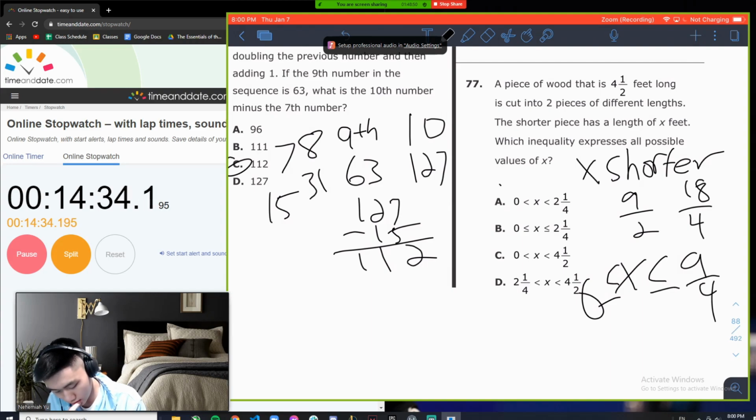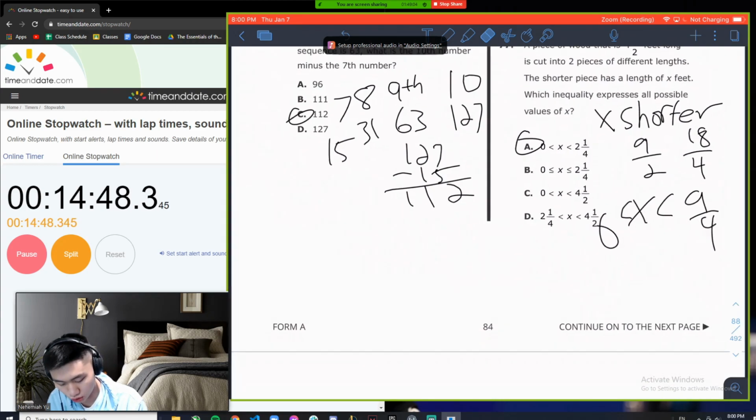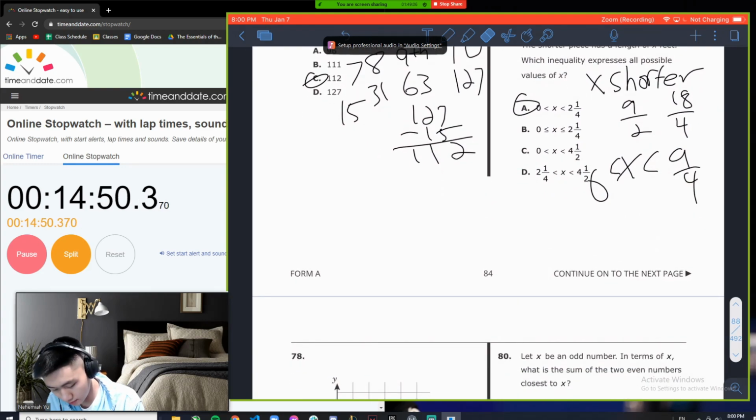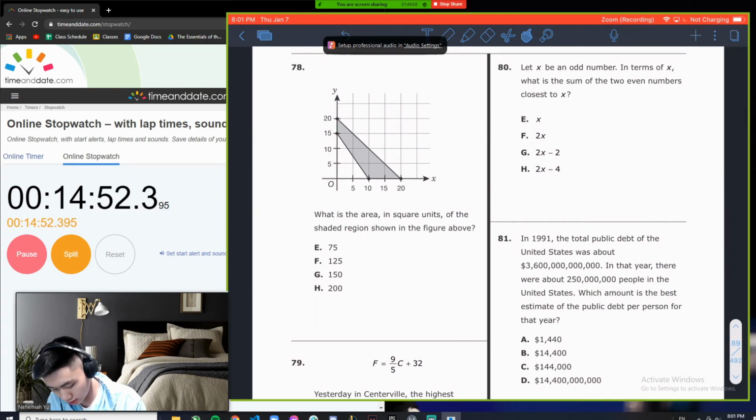It cannot be less than or equal to, because if it's 0, then she didn't even cut it, and 9 over 4 will make them exactly equal, and she wants them to be shorter, so that doesn't work either.